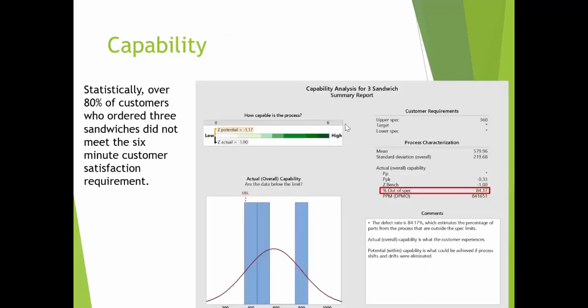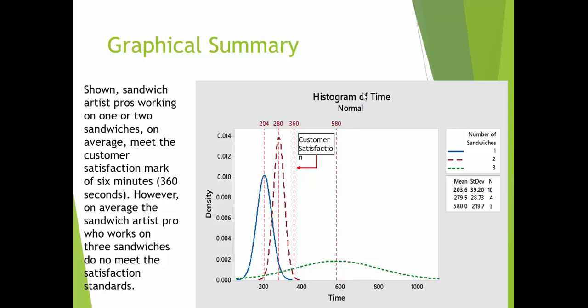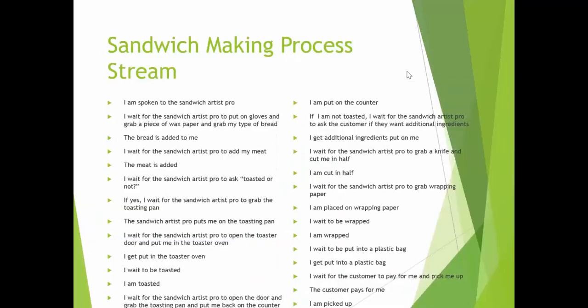Now this is Minitab, so he's doing the capability analysis for 3 sandwich orders using an upper spec of 360 seconds. So basically 84% of sandwiches when you order 3 are out of spec. And just another way to show it, instead of the box plot here, he's using the histogram. A lot of times they're practicing.